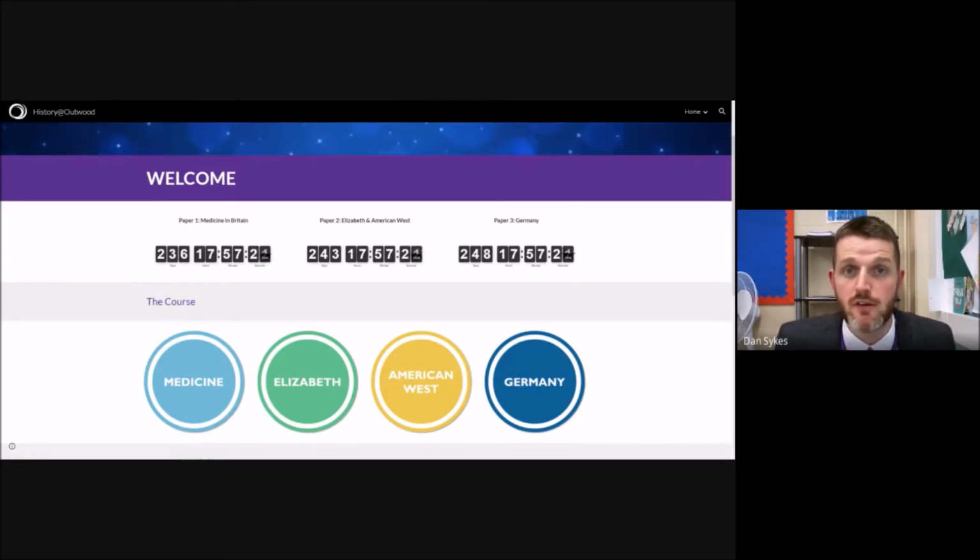If I move on to Year 11, Year 11 is slightly different. Obviously, they will finish at the end of this academic year. Now, because of the COVID lockdown and because of the time that they've missed, it's been decided by the government that they will no longer have to sit the entire course.